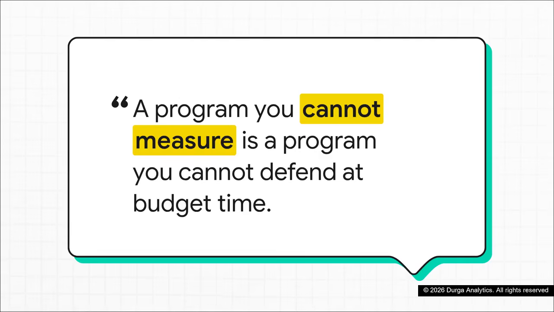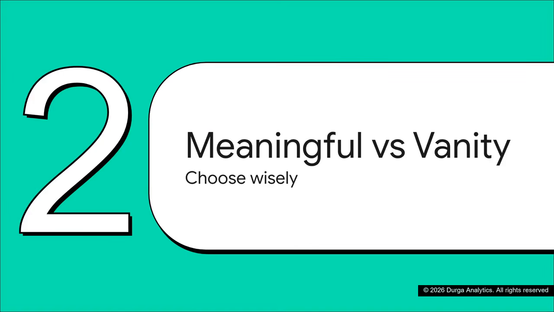I have seen brilliant, highly capable data governance leads, people who understand architecture and metadata inside and out, get their programs slashed to 0. Why? Because they walked into a budget meeting and couldn't point to hard, measurable business outcomes. If you want funding, you need evidence. Moving right along to Section 2, meaningful versus vanity metrics.